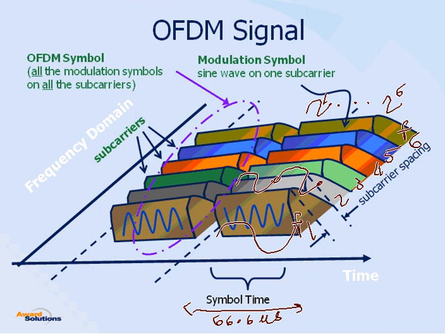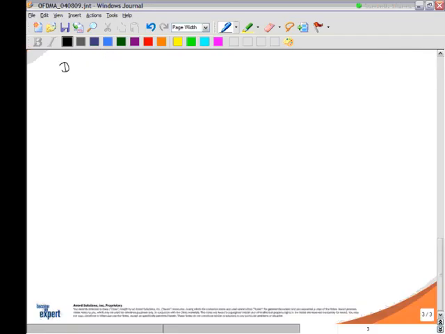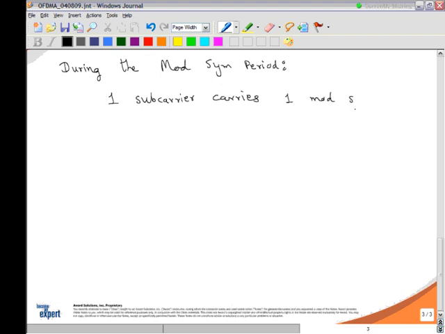You don't need to work. I will do all the hard work. So during the modulation symbol period, one subcarrier carries one modulation symbol. Very simple. As simple as that. It's a very simple rule.